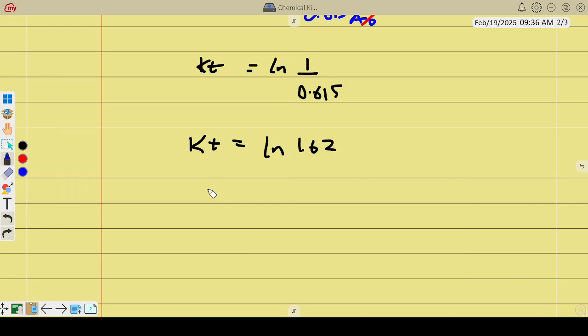We're now going to have k is equal to ln 1.62 over t. At least we have solved.